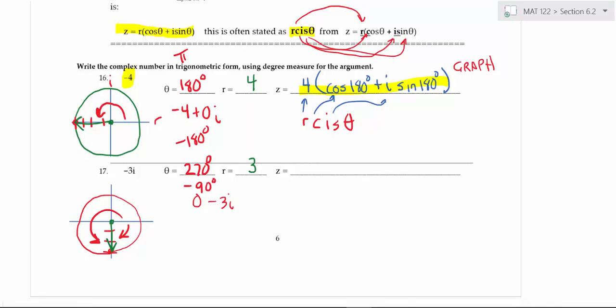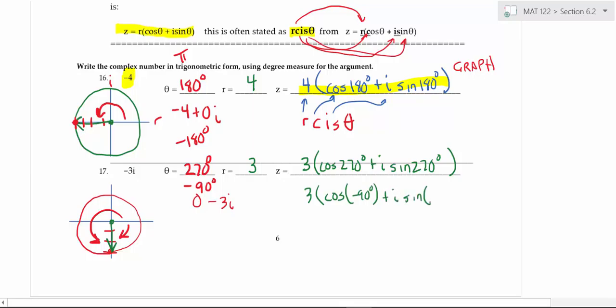So you could write the answer in two ways. R cis theta, you say 3 cosine of 270 degrees plus i times the sine of 270 degrees, like that. Or you could say 3 cosine of negative 90 degrees plus i times the sine of negative 90 degrees. And those are two ways to write the answer to the problem. Doesn't matter which way, they're both the same.